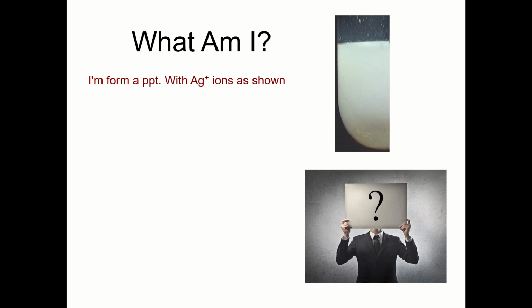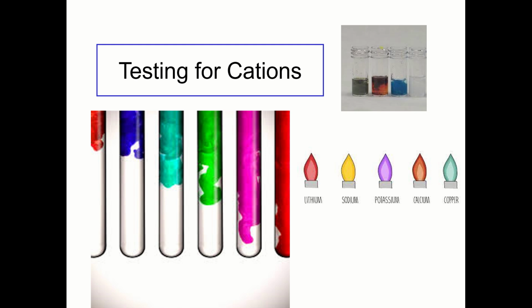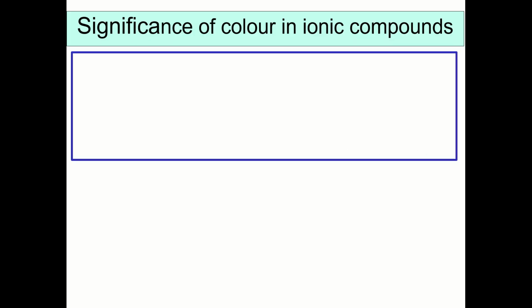This time I form a precipitate, so have a look at what color of precipitate you think that is with silver ions. It's of course a white precipitate, and that is chloride ions. So those are all your tests for your anions. We're going to have a look at how we test now for cations, which is the positive part of an ionic compound. So we have a few different tests that we use here.